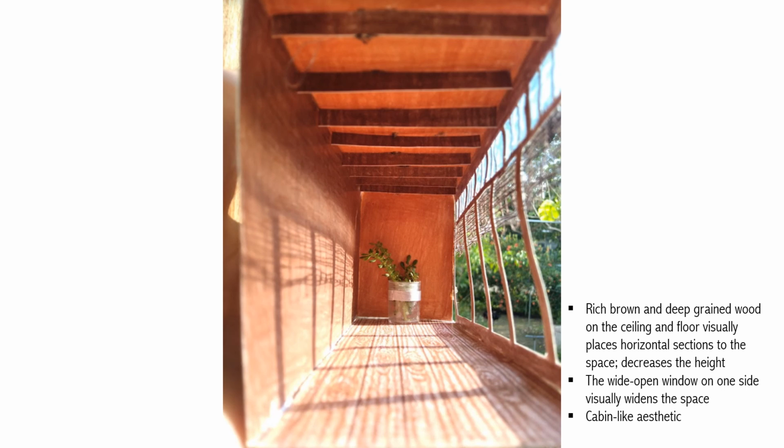So this one also is somewhat similar to that design before. This time the rich brown and deep grayed wood, as you see the grains of wood on the floor and on the ceiling, places horizontal sections in the space, decreasing the height and increasing the width. Okay, so the wide open window on one side visually widens the space. It has a cabin-like aesthetic, not quite because there are no stone textures. But the wooden combination, all in all, is I think very good. All right.